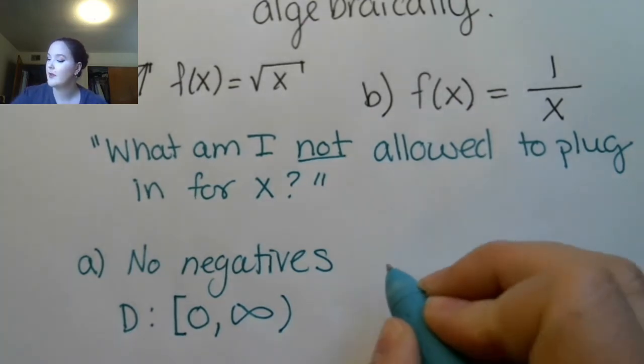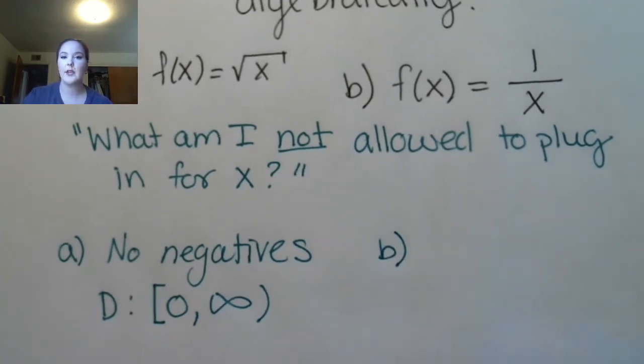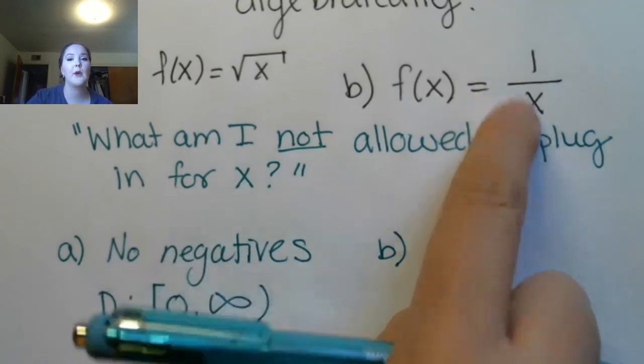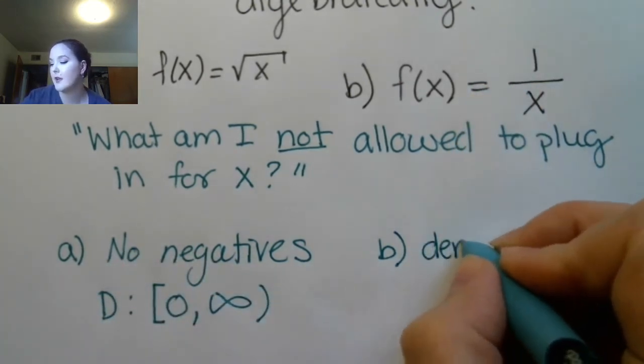Okay. Here, for part B, we're looking at what can we plug into a fraction. Well, the only problem you can get from a fraction is that you don't want the denominator to be 0.